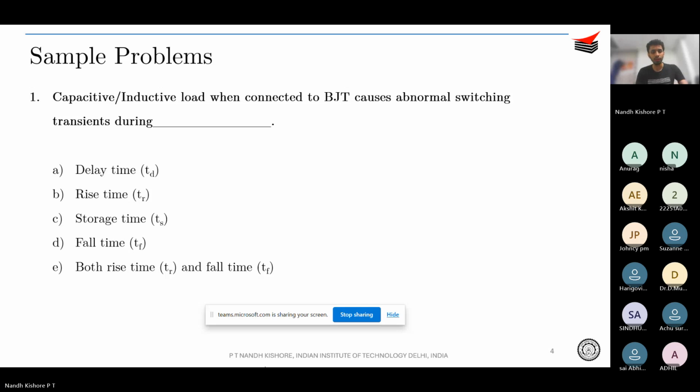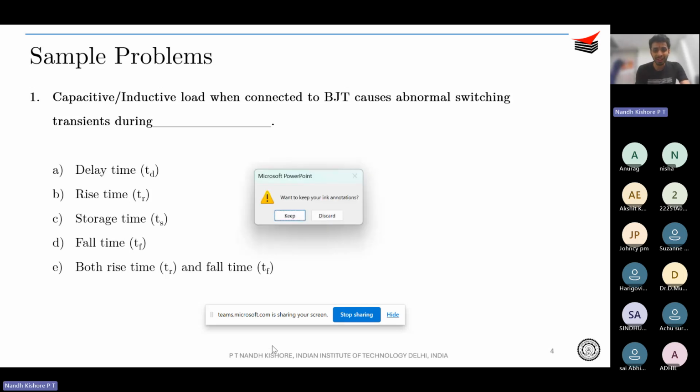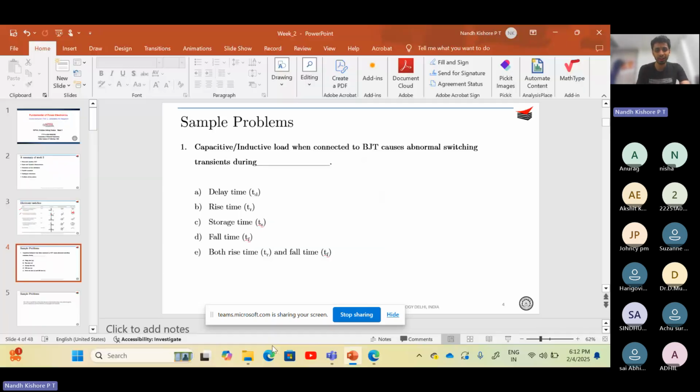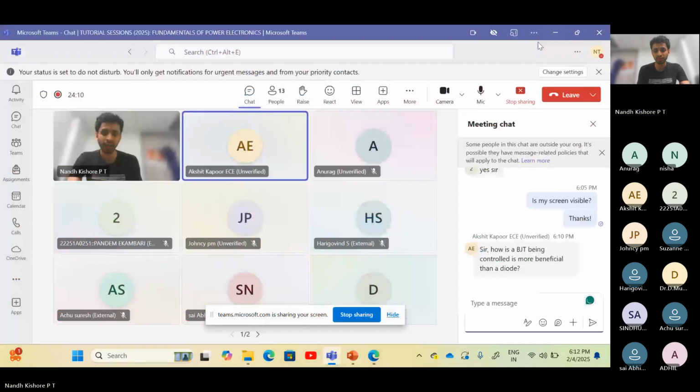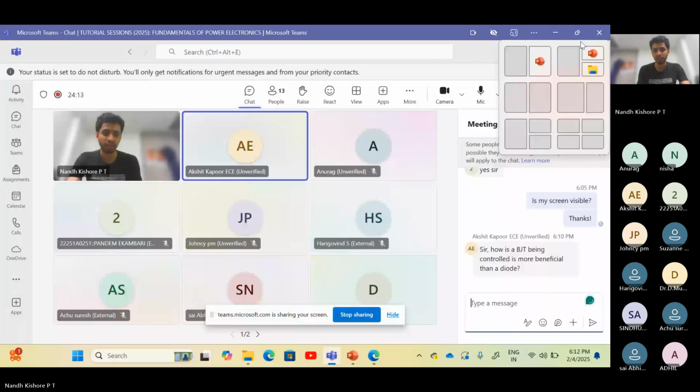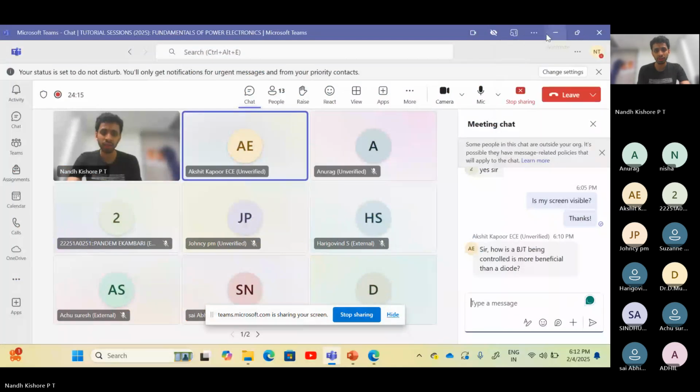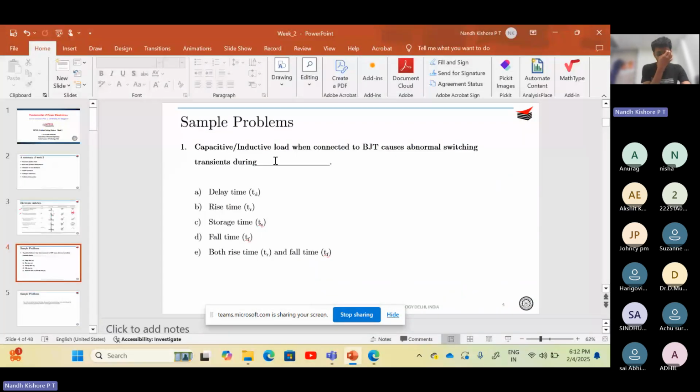So okay, we can make this a little interactive. Does anyone have the solution to this? Can anyone tell the answer? You can type in. For question number 1, when you connect a capacitive load or an inductive load to a BJT, what is it going to affect? Will it affect your steady state value or will it affect your transient value?